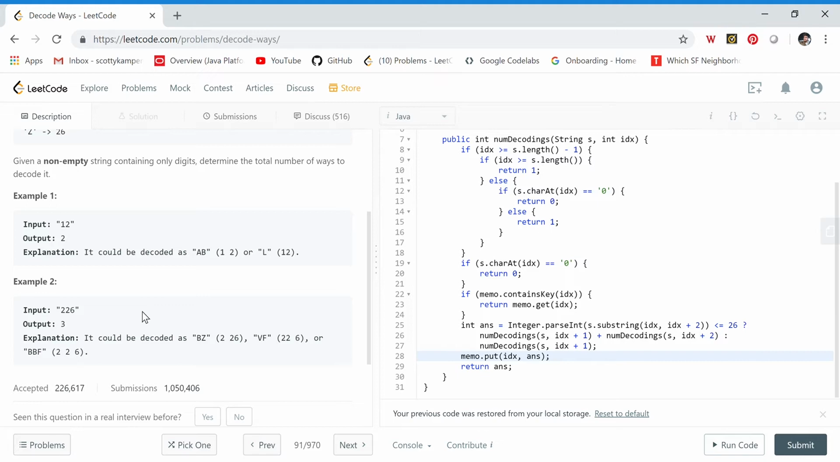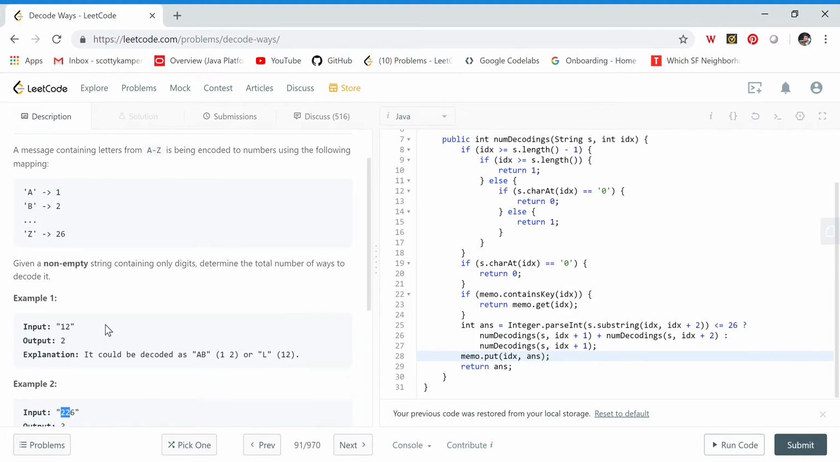Do we just take the first character? And if we do, then the number of ways to decode it are just the number of ways to decode the remaining string from that index plus 1, or we take both, okay? But there's one rule: in order for us to take both, for us to take two numbers, index and index plus 1, then that number has to be less than or equal to 26, okay? Because 26 is as high as this goes, so it's the highest number in our encoding.